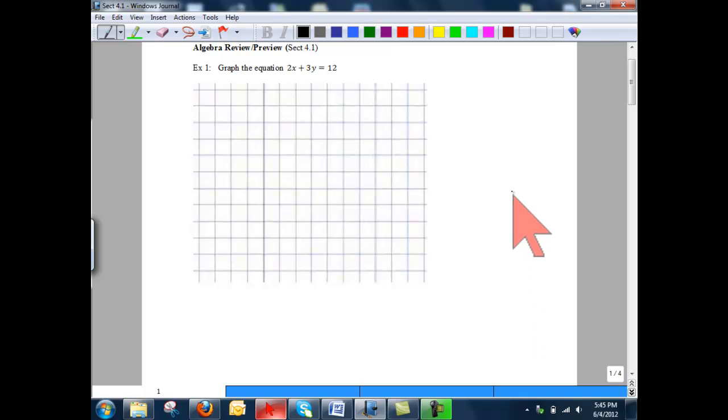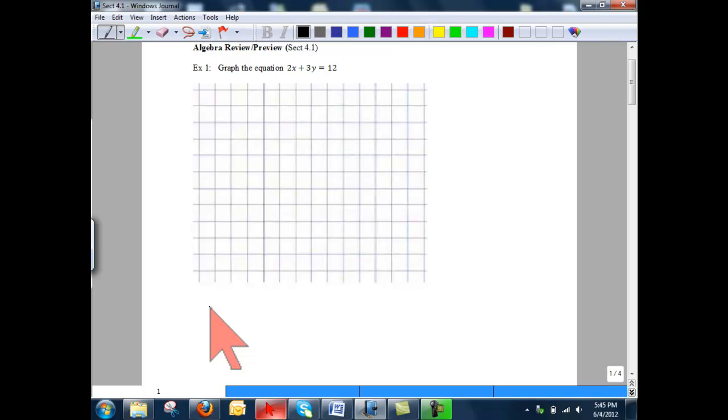Let's first review a little bit about graphing. Here's an equation, 2x plus 3y equals 12. And I hope you remember from an algebra class that the graph of this equation is going to be a line because both variables occur to the first power. There's no multiplication or division involved here. It's a number times x plus a number times y equals a number. Those types of equations have linear graphs, graphs which are a line.